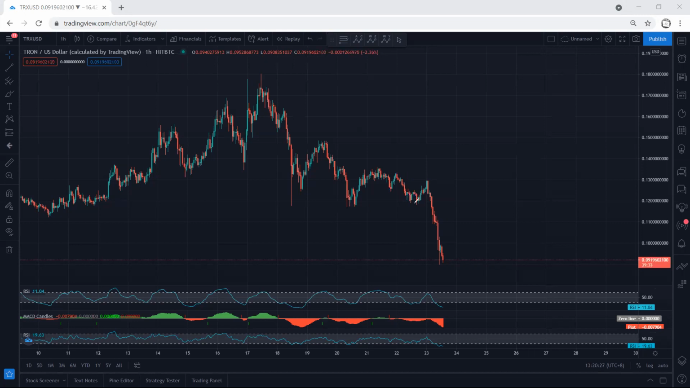Okay, and if anyone sell from here, they get a good trade setup. I mean, they get a good trade because the drop was really sharp.